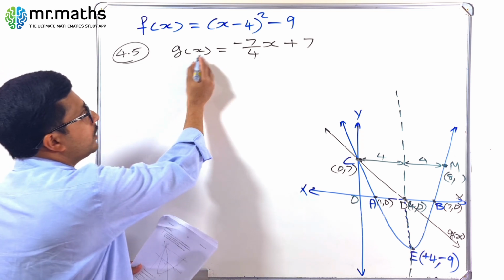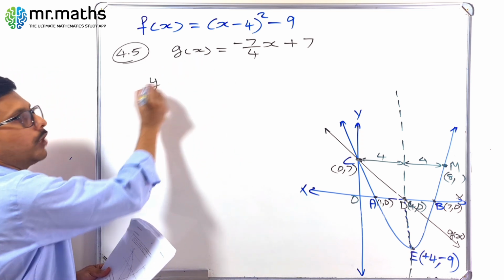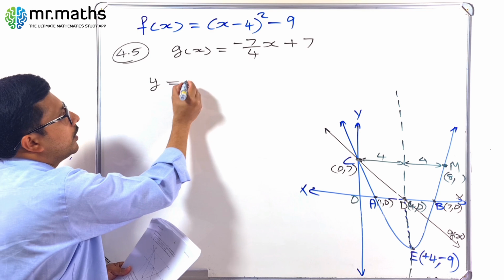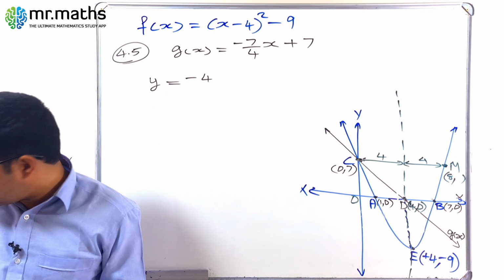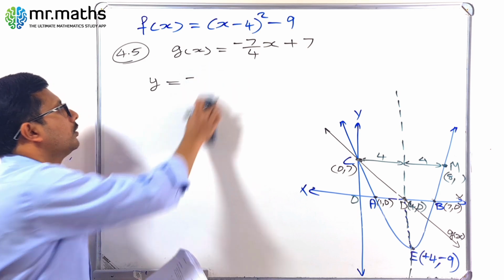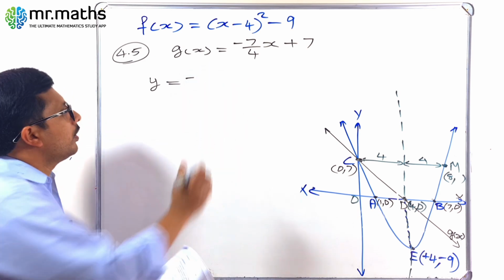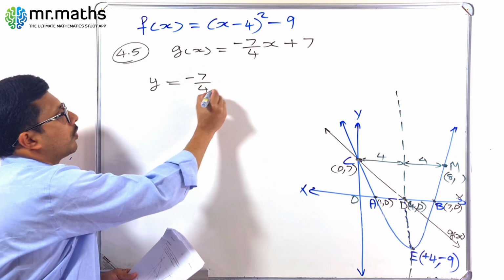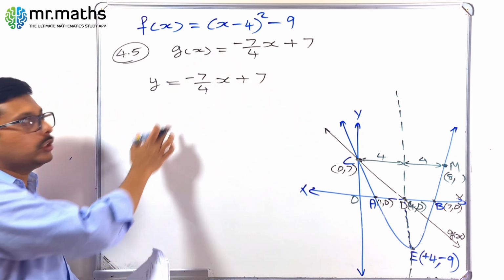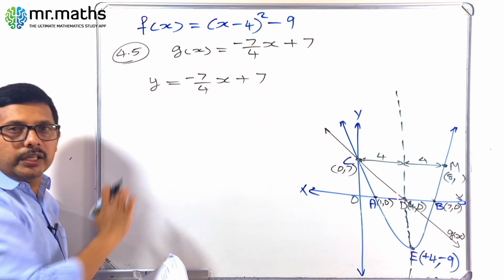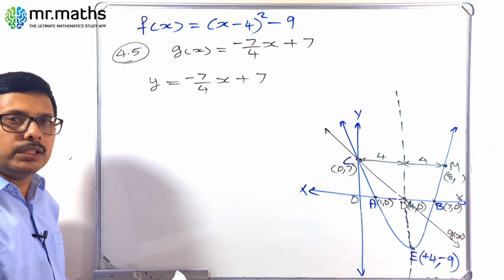So let me write this. g of x is the same as y. So y is equal to minus 7 over 4 x plus 7. I just wrote y instead of g of x. Okay, now the question is to find g inverse.